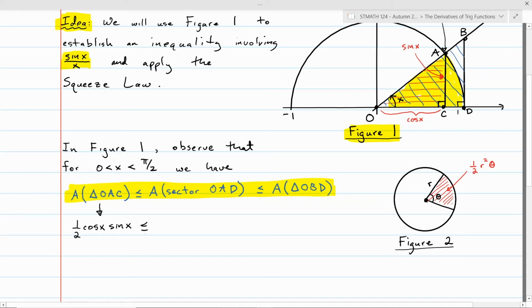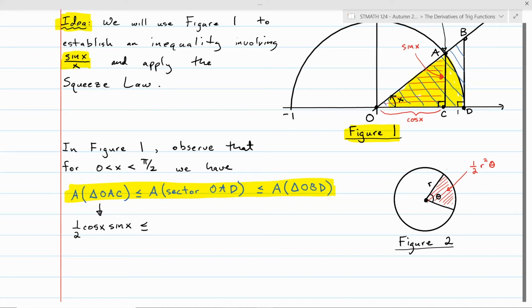In the yellow region, the circular sector OAD in figure 2, I have a formula there that tells you how to find the area of a circular sector. If you know the angle of the circular sector, the angle of the red piece of pie there, the area turns out to be 1/2 the radius squared times the angle theta.